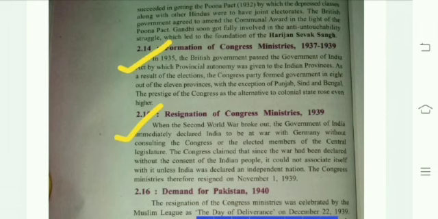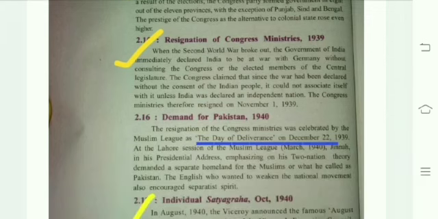After this we have the resignation of Congress ministries, 1939. When World War II broke out, India was forced to be at war against Germany without consultation of the Congress or any elected members of the central legislature, due to which the ministries therefore resigned in November 1939.